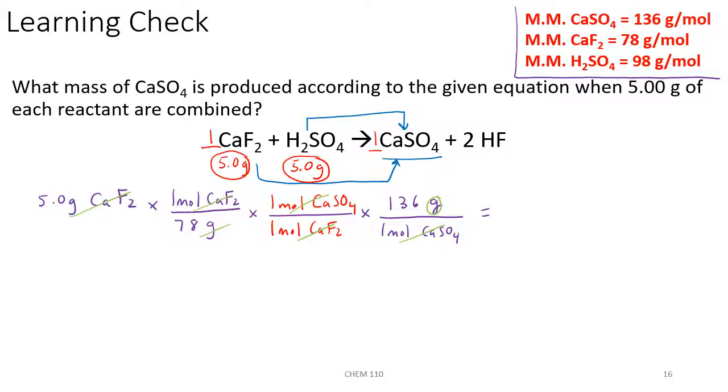Remember, this might not be our final answer just yet, but so far we know that 8.72 grams of calcium sulfate can be formed if all of our calcium fluoride reacts.